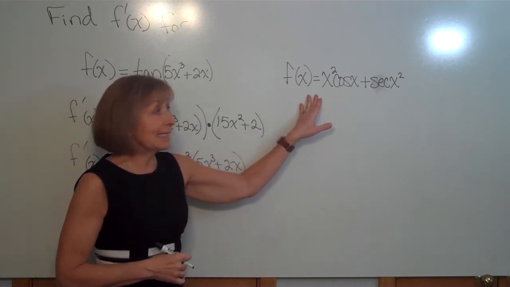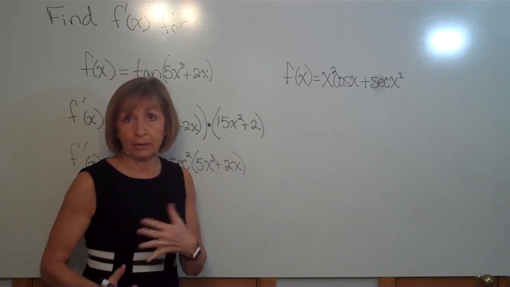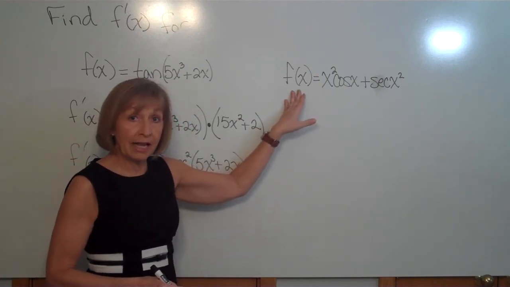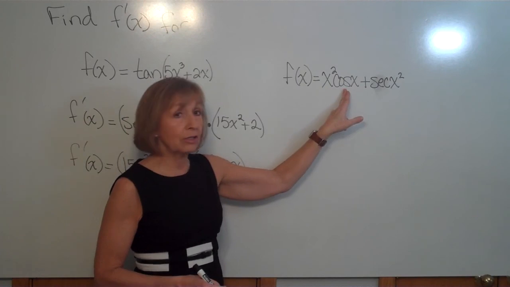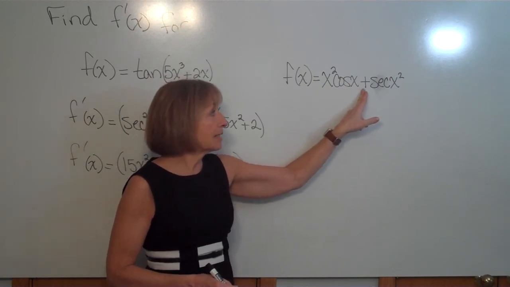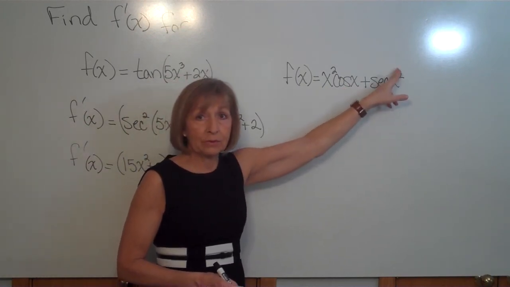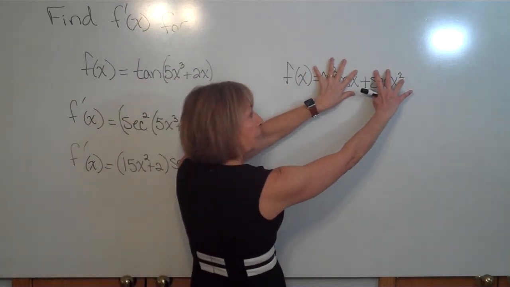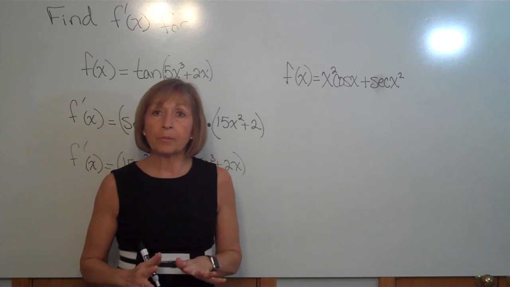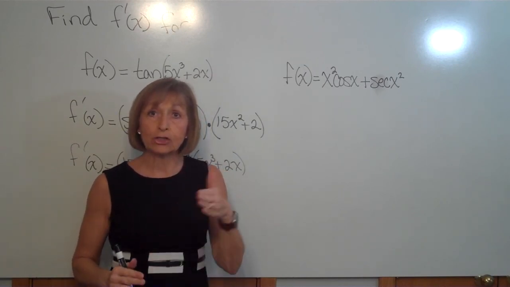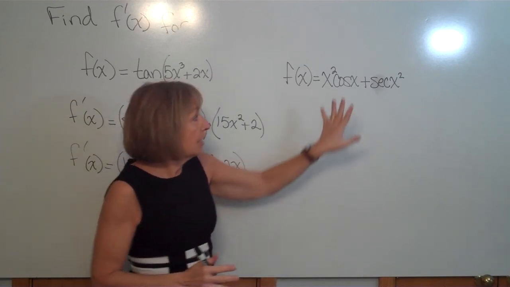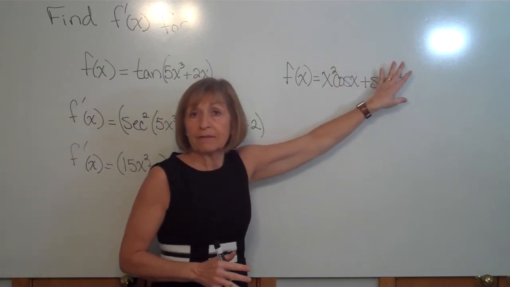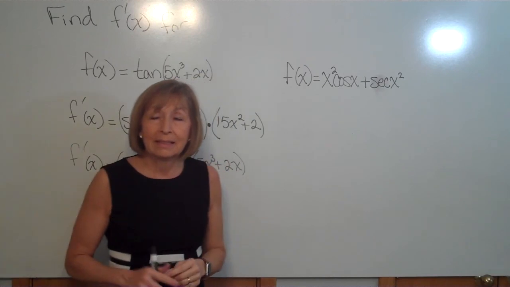Now this next example has a few things going on. We're going to put a little bit more into it. So this function f of x is x squared cosine x plus secant x squared. So overall, I have two different terms. So I can use that property of derivatives that I can take term by term differentiation. So I can differentiate this first term and then add that to the derivative of the second term.